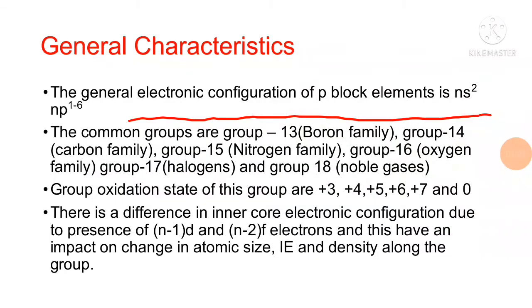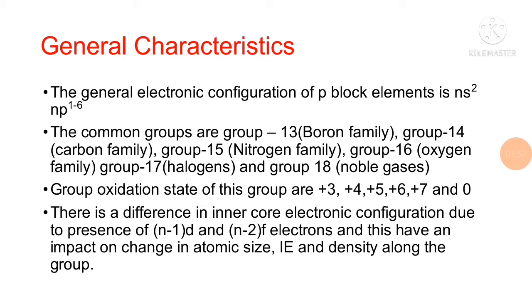The general electronic configuration of P block elements is ns2 np1-6. And what does it mean? It means atoms of all those elements have a completely filled s subshell, while the electrons are filled in the p subshell of the valence shell.